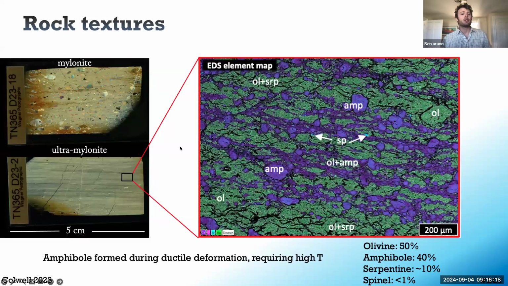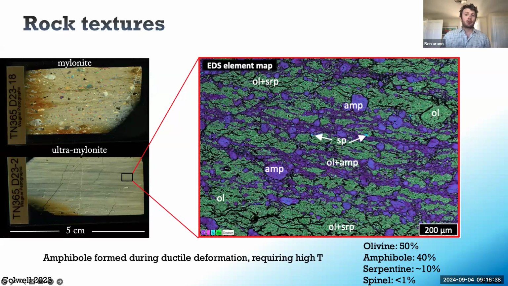And so when we zoom in on these samples and actually look at the textures that we're seeing, we can see these foliations of amphibole-rich and olivine-rich layers. And you'll note that there is no orthopyroxene or clinopyroxene in this particular area, nor is there very much in the entire groundmass of the rest of the sample.